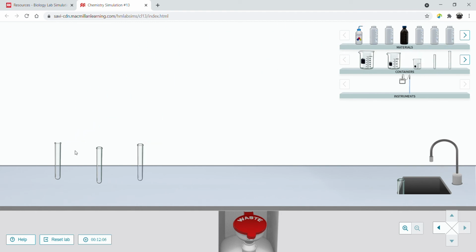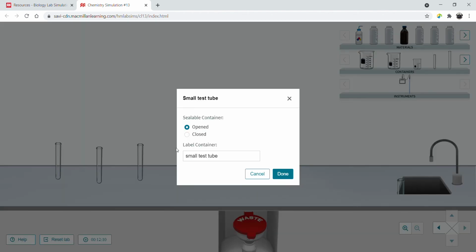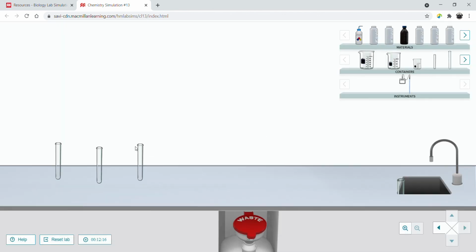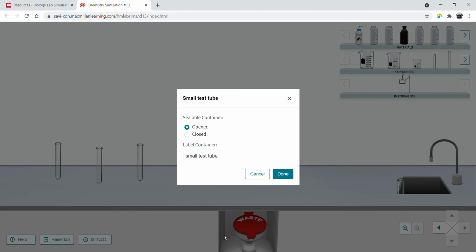Whoops, I didn't label them. All right, water. Done. Come on, there you go. And that is the sodium dihydrogen, so SDP, let's just do that. SDP, the sodium dihydrogen phosphate.